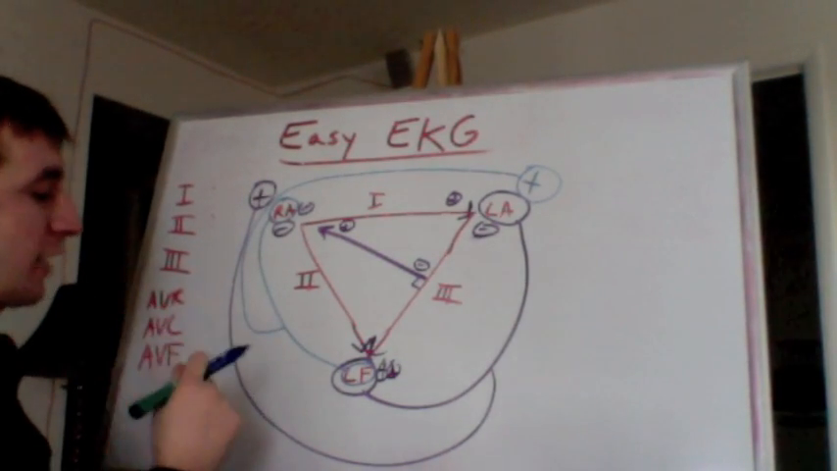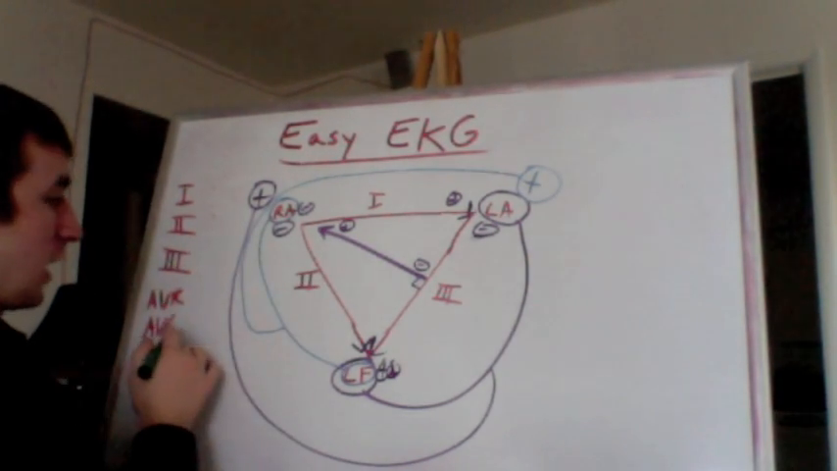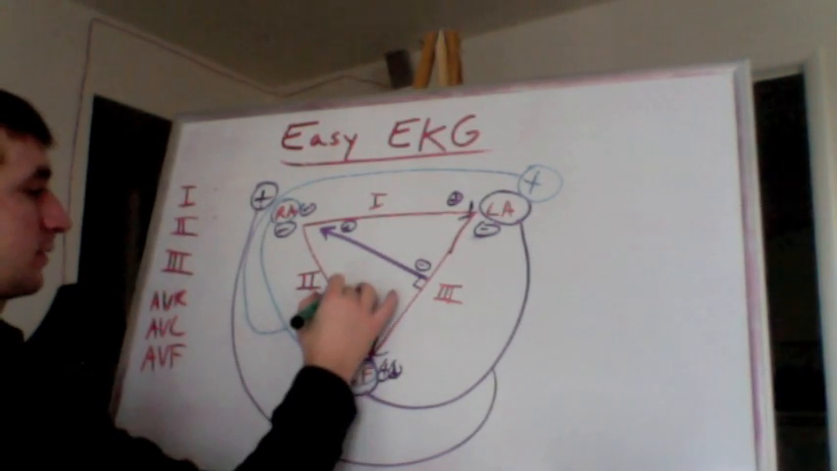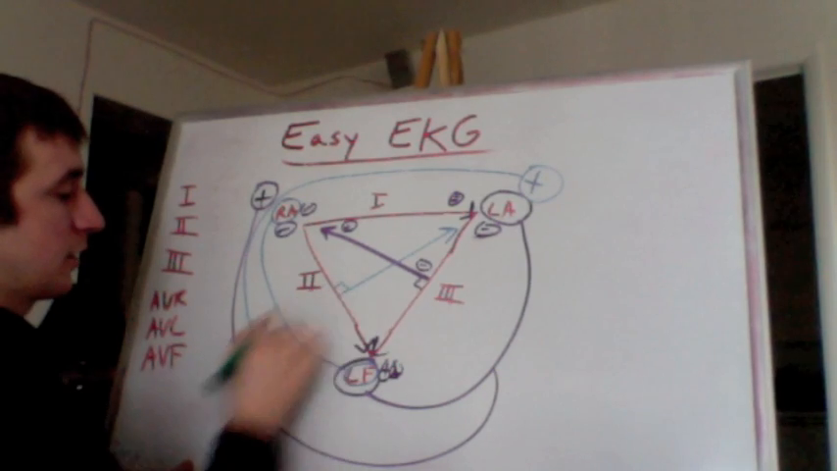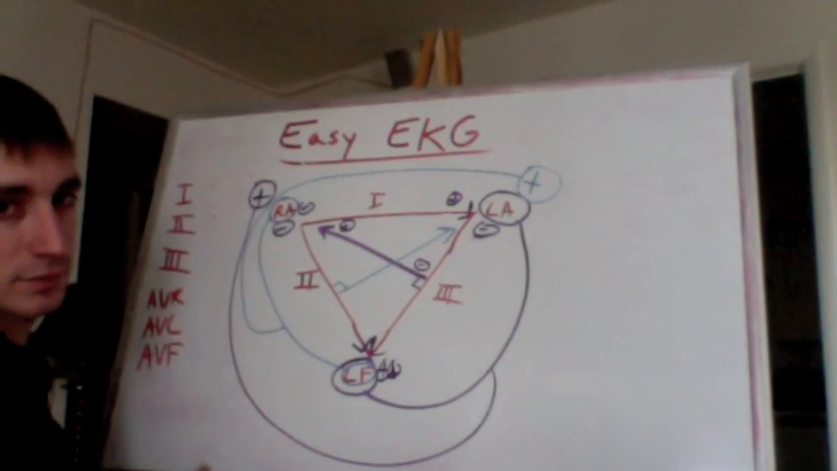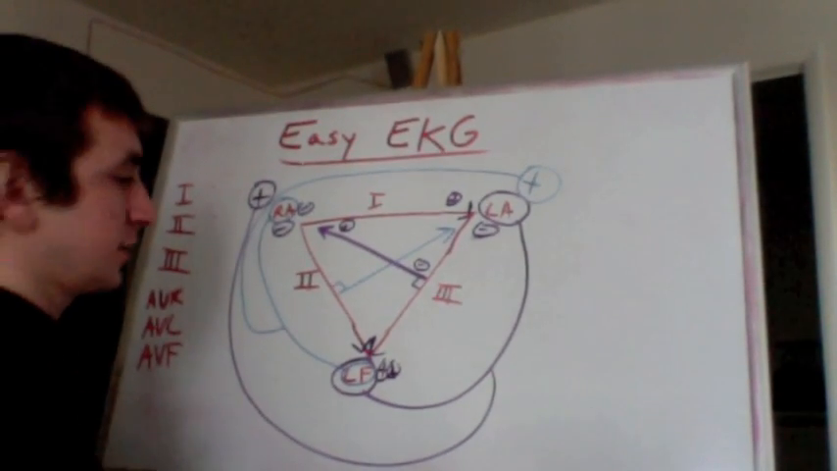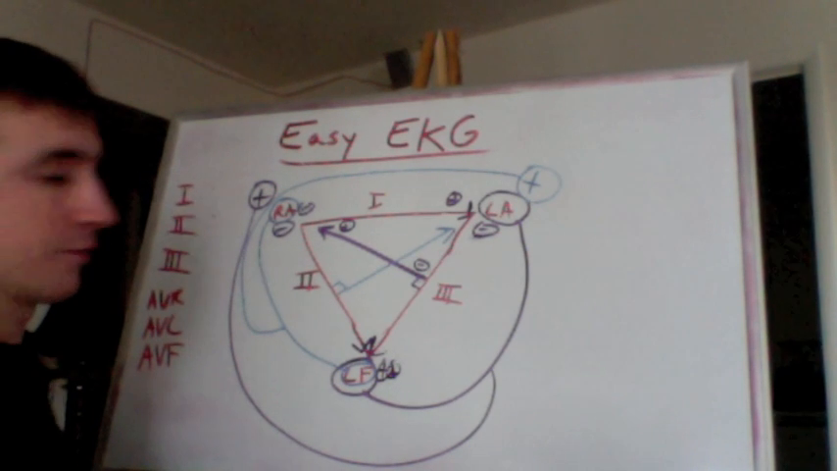So the net direction of AVL points towards the left arm, and it is also completely perpendicular to lead 2, all right, which is important when we get into the EKG stuff, into actually reading the rhythms.